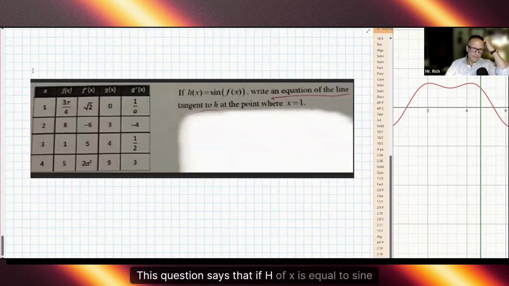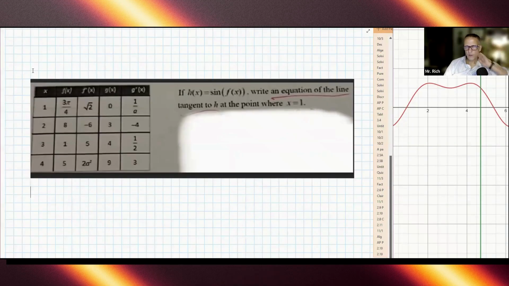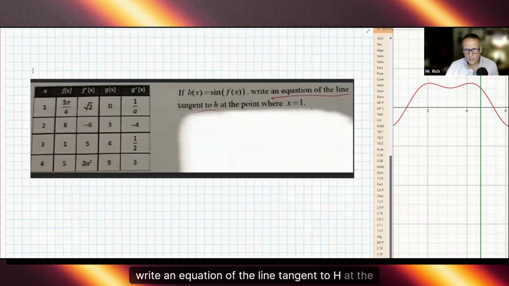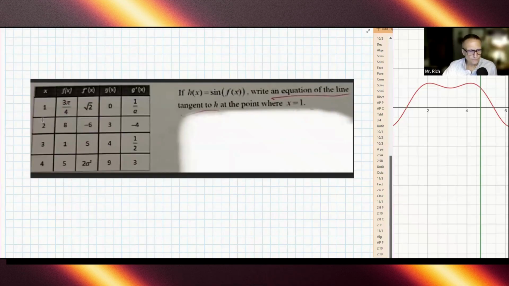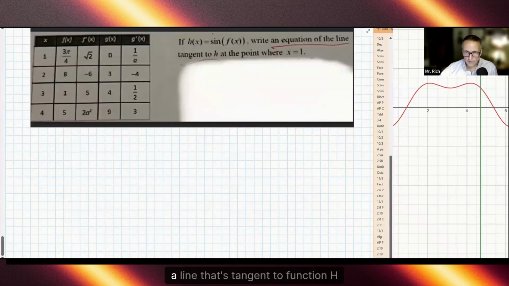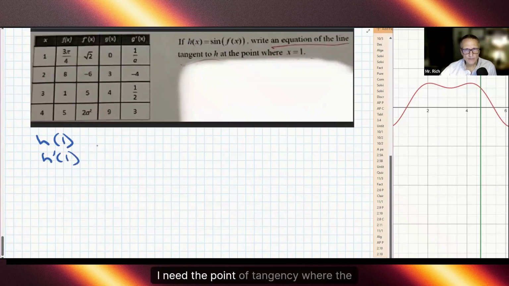This question says that if h of x is equal to sine of f of x, write an equation of the line tangent to h at the point where x is equal to 1. Well, if I'm trying to get a line that's tangent to function h at x equals 1, there are two things I need, h of 1 and h prime of 1. I need the point of tangency, where the tangent line is going to hit the function at that particular point. That's h of 1. And then I need to know the slope of that tangent line, which would be h prime of 1.